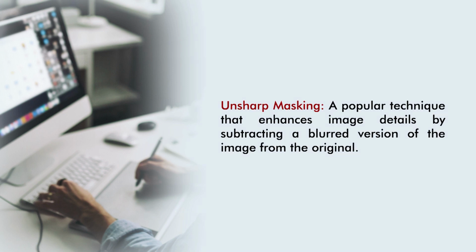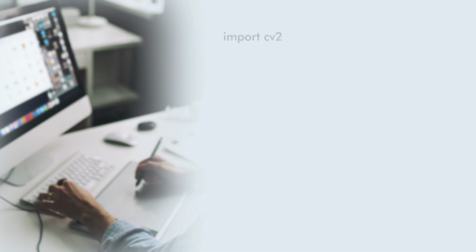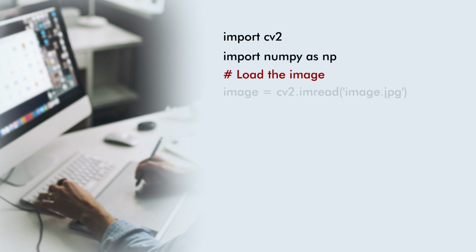So, image sharpening techniques provide various methods like unsharp masking, as we discussed previously, a popular technique that enhances image details by subtracting a blurred version of the image from the original. For that, again we are using Python code through which we can understand how it works. You can use this code on your system, apply it and get the output.